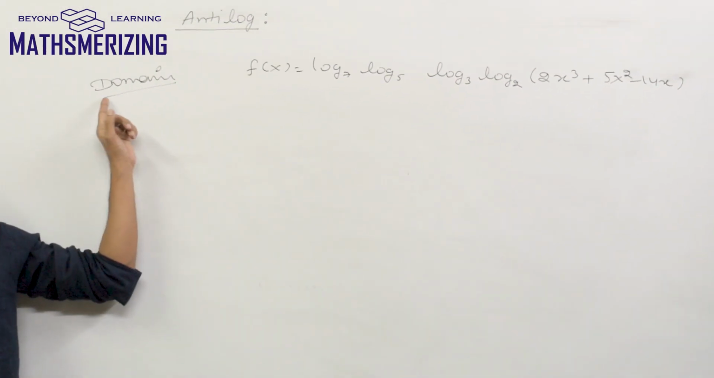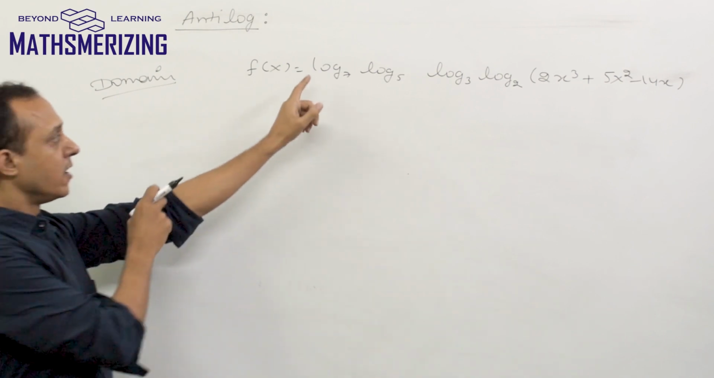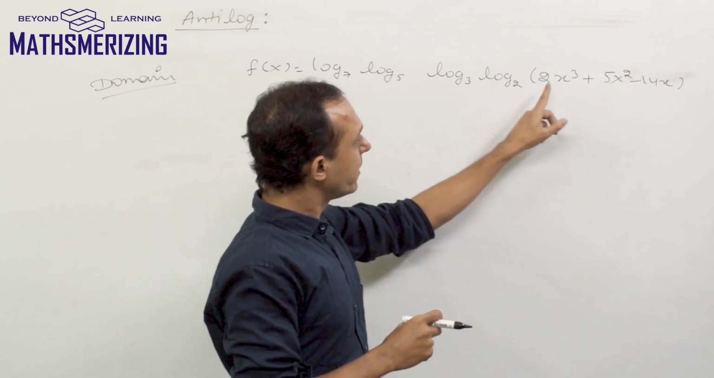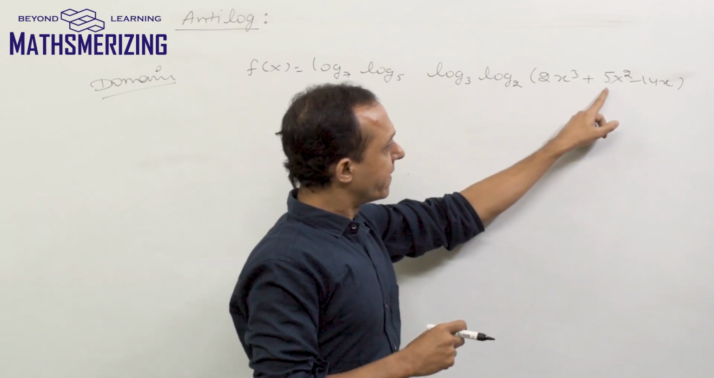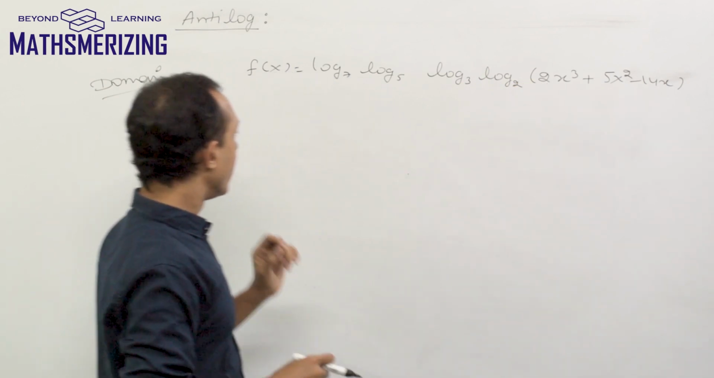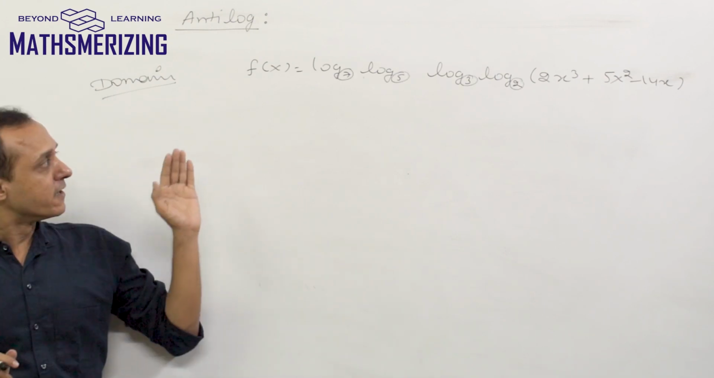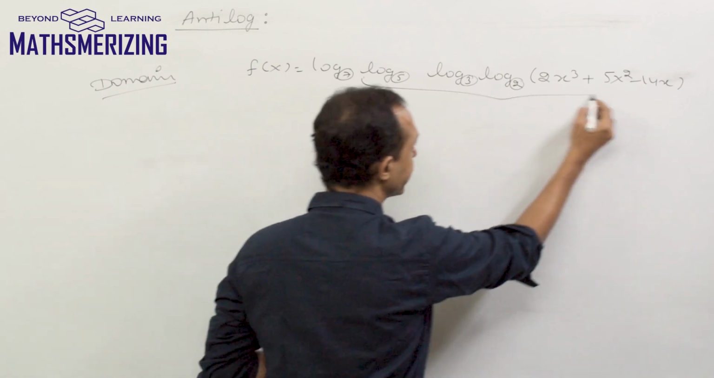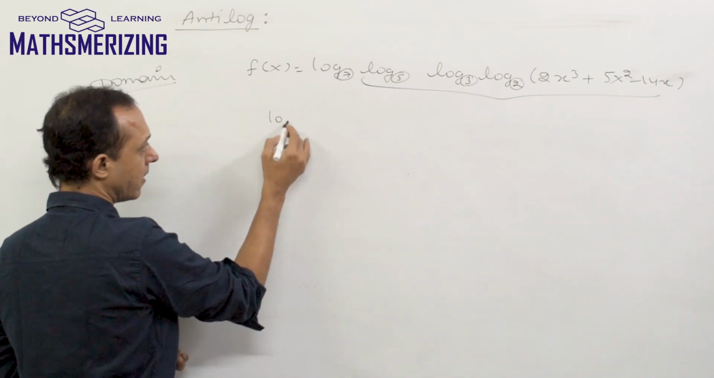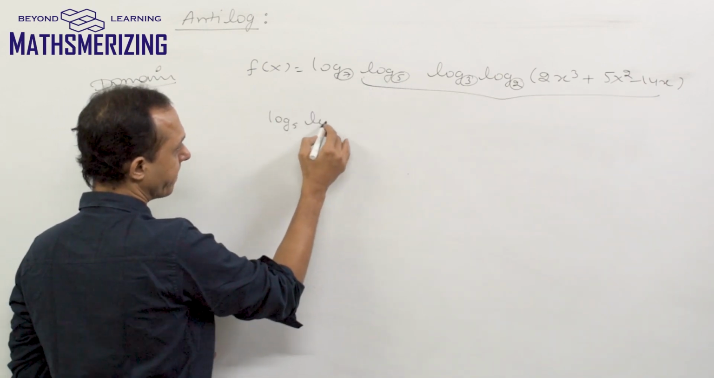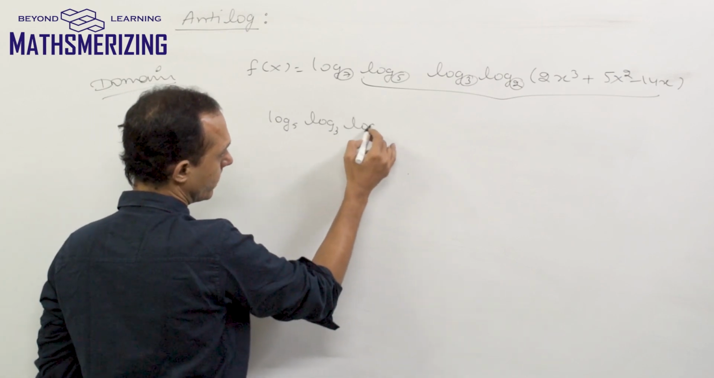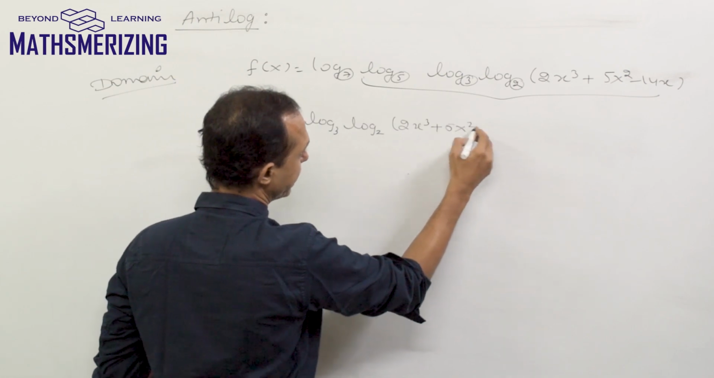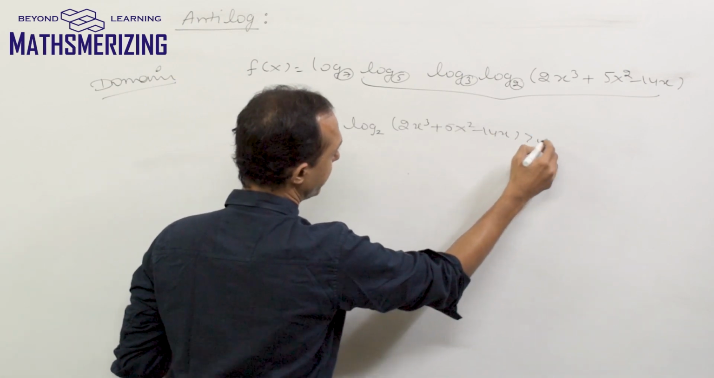Now the question is find the domain of this function, which is expressed as log base 7, log base 5, log base 3, log base 2 of 2x cubed plus 5x square minus 14x. Now there are three restrictions in log. The first condition is the argument should be greater than 0. So for this outermost log, I'll take this as x, and I can write log to the base 5, base 3, base 2, 2x cubed plus 5x square minus 14x should be greater than 0.